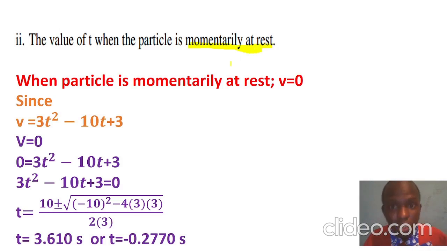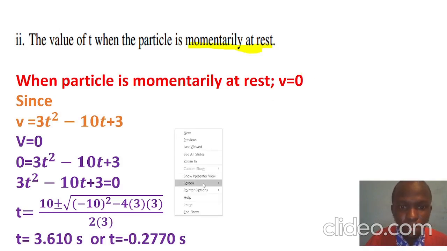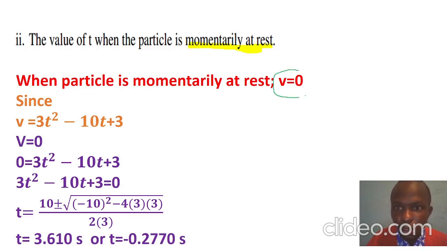When the particle is momentarily at rest, that means it is not in motion. And when the particle is not in motion, then we say the velocity must be equal to 0. The velocity function must be equal to 0. Any particle that is not in motion, if you are just seated there, your velocity is 0. You're not moving. So when it is at rest, the velocity is 0.